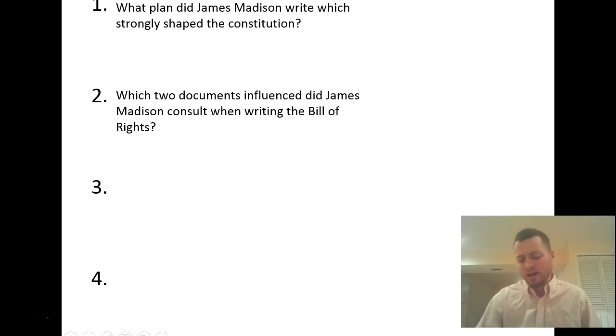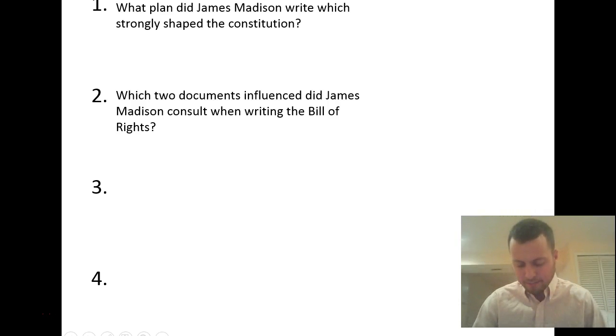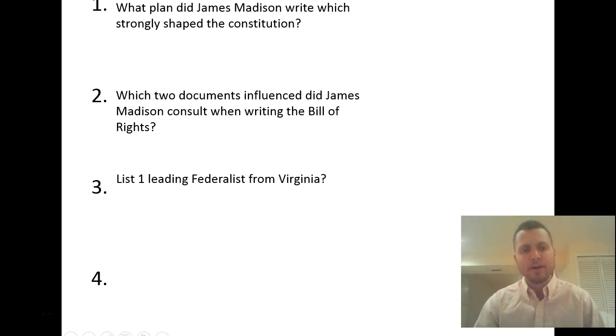So here's the question. Number 2 is worded a little weird. The question is, what two documents did James Madison use to write the Bill of Rights? He relied on two documents. What were they?